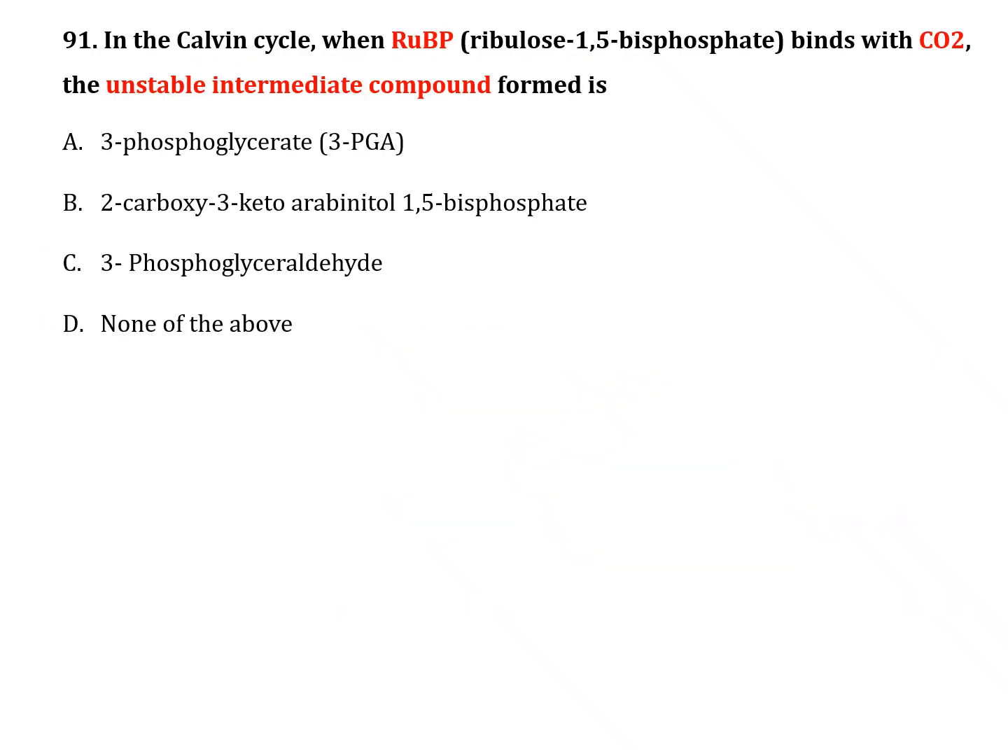The next question, question number 91. In the Calvin cycle, when RuBP binds with carbon dioxide, the unstable intermediate compound formed is: option A, 3-phosphoglycerate; option B, 2-carboxy 3-keto arabinitol 1,5-bisphosphate; option C, 3-phosphoglyceraldehyde; option D, none of the above. The correct answer is option B, 2-carboxy 3-keto arabinitol 1,5-bisphosphate. It is a 6-carbon compound which immediately breaks down to 2 molecules of 3-phosphoglycerate.